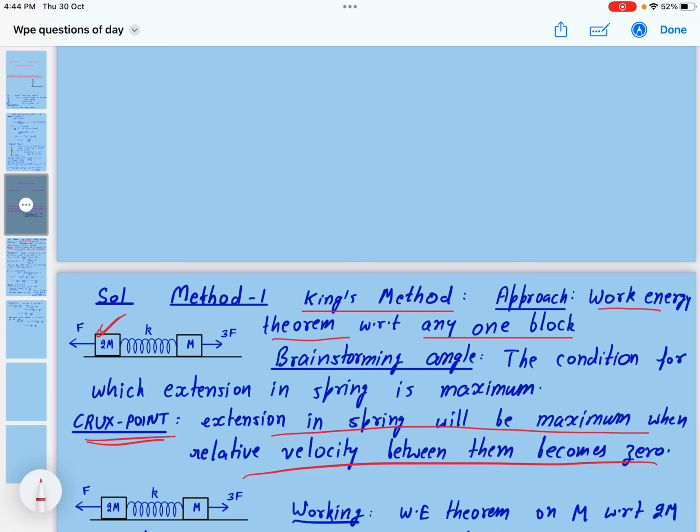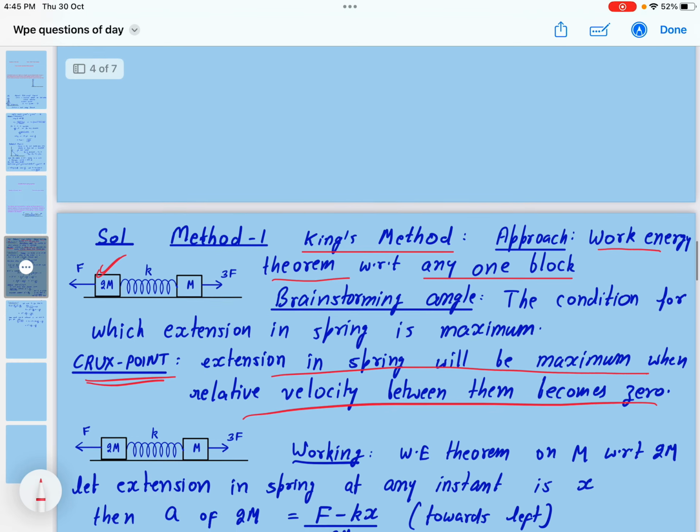So the extension in the spring, or you can say compression also. When the compression in the spring is maximum, then also the relative velocity has to be 0. Because as long as they have relative velocity, it means they have a tendency to extend or compress further, right? So at maximum extension, or maximum compression, the relative velocity between the two blocks must be 0, right? Okay, so now let's do the working part.